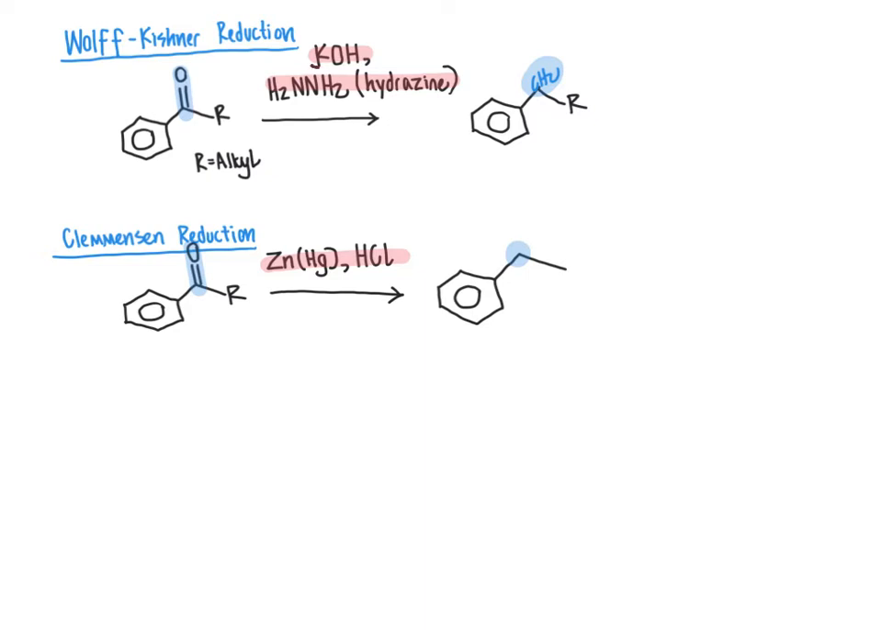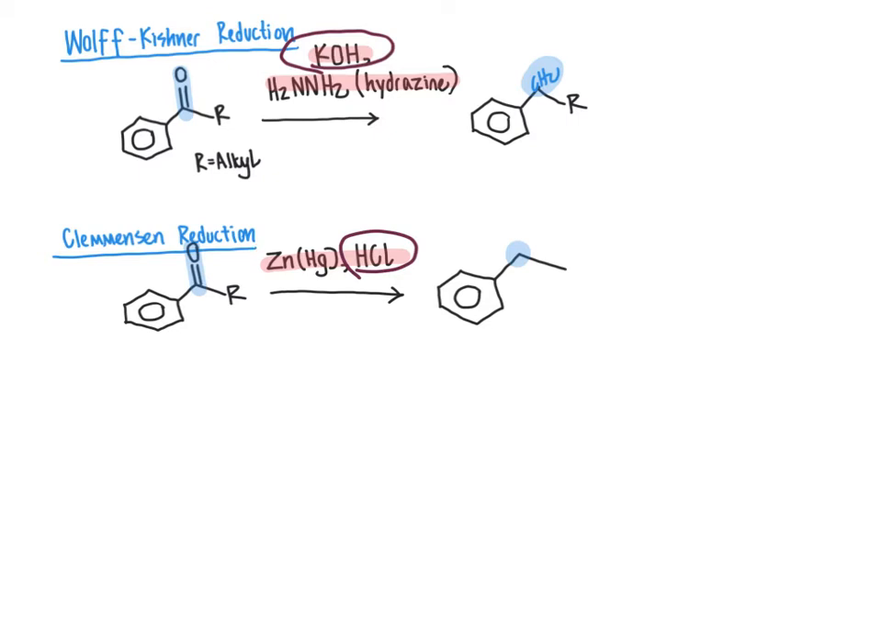You'll notice that the Wolff-Kishner reduction involves a base, potassium hydroxide here, versus Clemmensen has hydrochloric acid. And so if you are doing a reaction, you will want to look at the other functional groups that are present in the aromatic molecule and ask yourself, would any of those groups react with a base? If the answer is yes, they would react with a base, then you may want to avoid the Wolff-Kishner reduction, because the Wolff-Kishner reduction would likely result in a reaction of that base with whatever group you were looking at that was reactive with base.